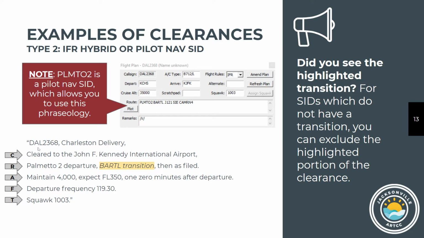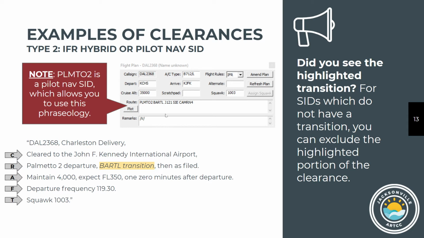So this is Delta 2368, Charleston delivery, cleared to the JFK International Airport, Palmetto 2 departure, Bartle transition, then as filed. Maintain 4000, expect flight level 350, 10 minutes after departure. Departure frequency will be 119.3, squawk 1003.